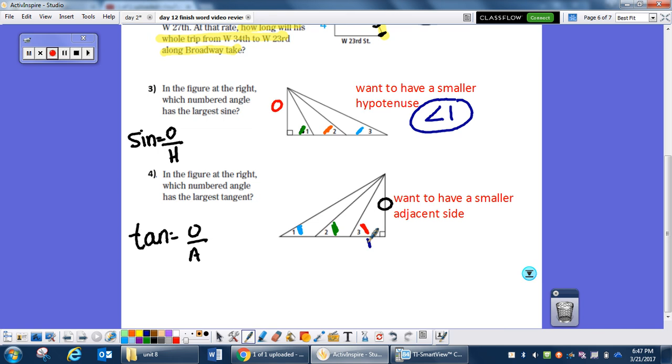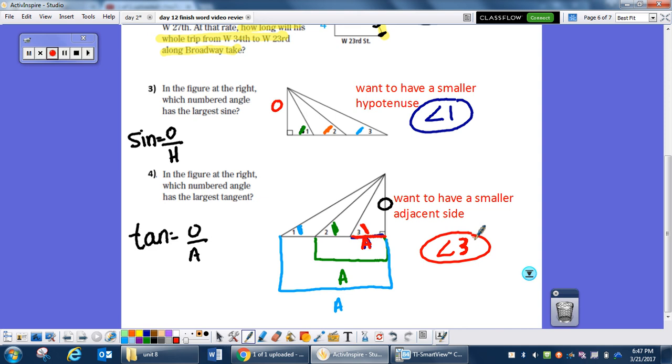This adjacent side goes with angle 3, and then the next adjacent side would be this one, so that's an adjacent side for angle 2, and then for angle 1 it has that adjacent side. So you can see that each has their own adjacent side, and the one with the smallest adjacent side is 3. So angle 3 would have the largest tangent. So please remember that's going to be an extra credit question.